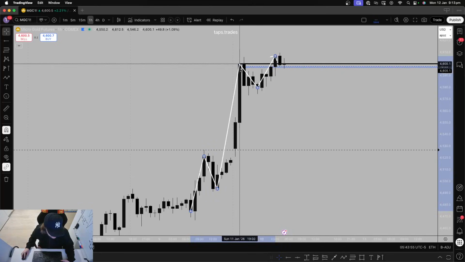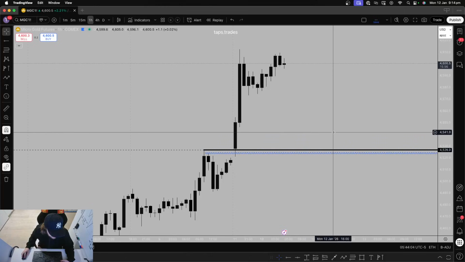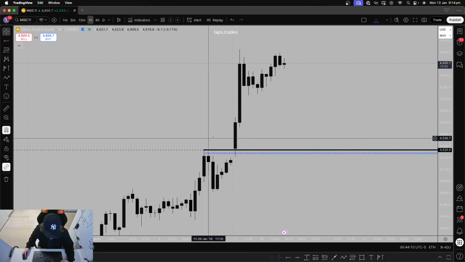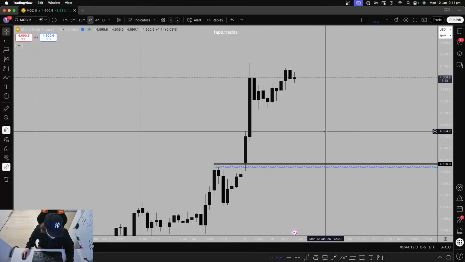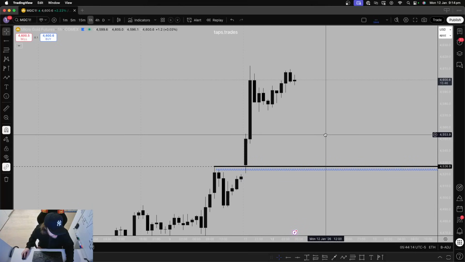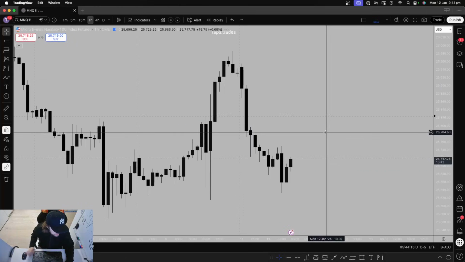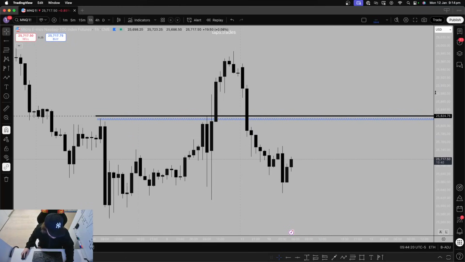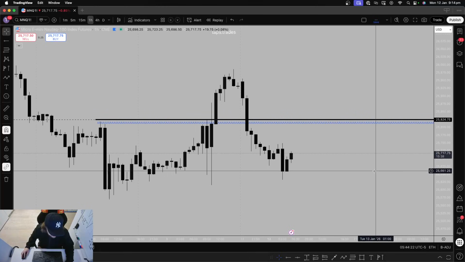I'm not sold on that completely, so I'm actually just going to wait for price to hopefully retrace. If it doesn't, it doesn't. That's fine. And you can see here that I've got an alert set, which is at 4526.8. So that's sort of what I'm waiting for on this one. And that's just gold.